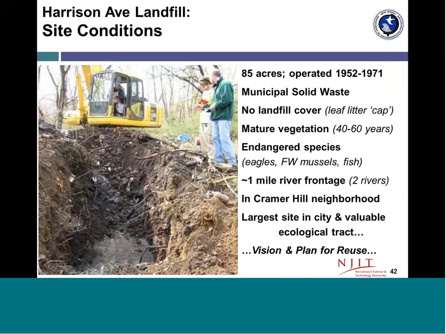At the water's edge, there are endangered species. Eagles forage right from the site. Again, migratory fish habitat, freshwater mussel habitat. Over 1 mile of river frontage along 2 rivers, the back channel of the Delaware River and the Cooper River. Again, it's in the Kramer Hill neighborhood, where we've been working for about 10 years with stakeholders in our Brownfield development area program. And it is the largest brownfield site in the city.